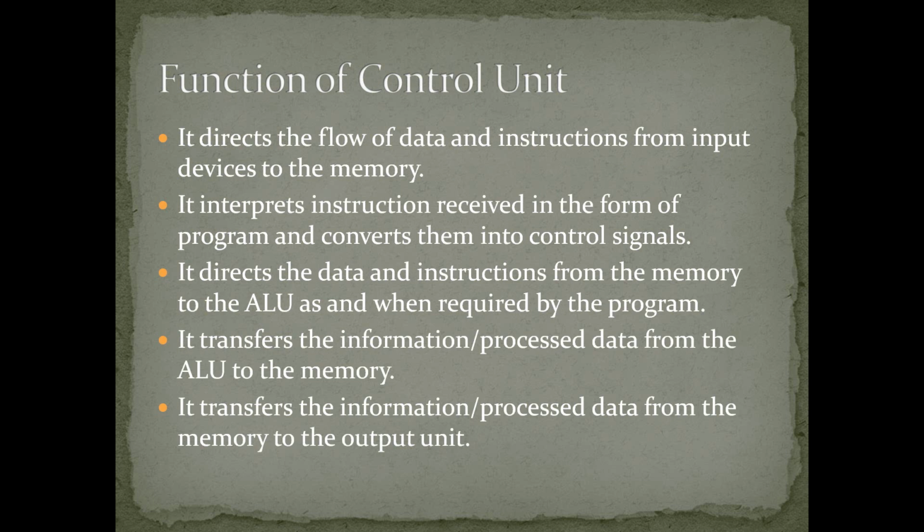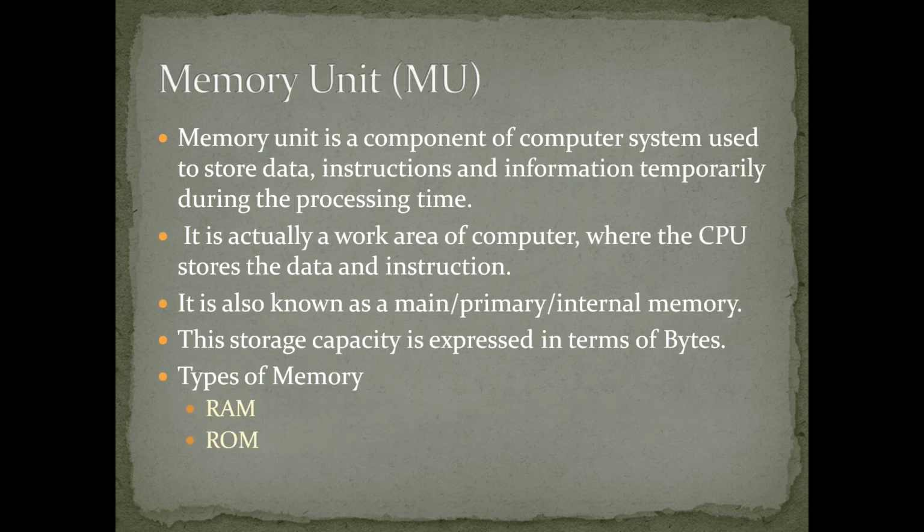Functions of control unit: it directs the flow of data and instruction from the input device to the memory. It interprets instructions received in the form of programs and converts them into control signals. It directs the data and instruction from the memory to the ALU as and when required by the program. It transfers the processed data from the ALU to the memory. It transfers the processed data from the memory to the output unit.